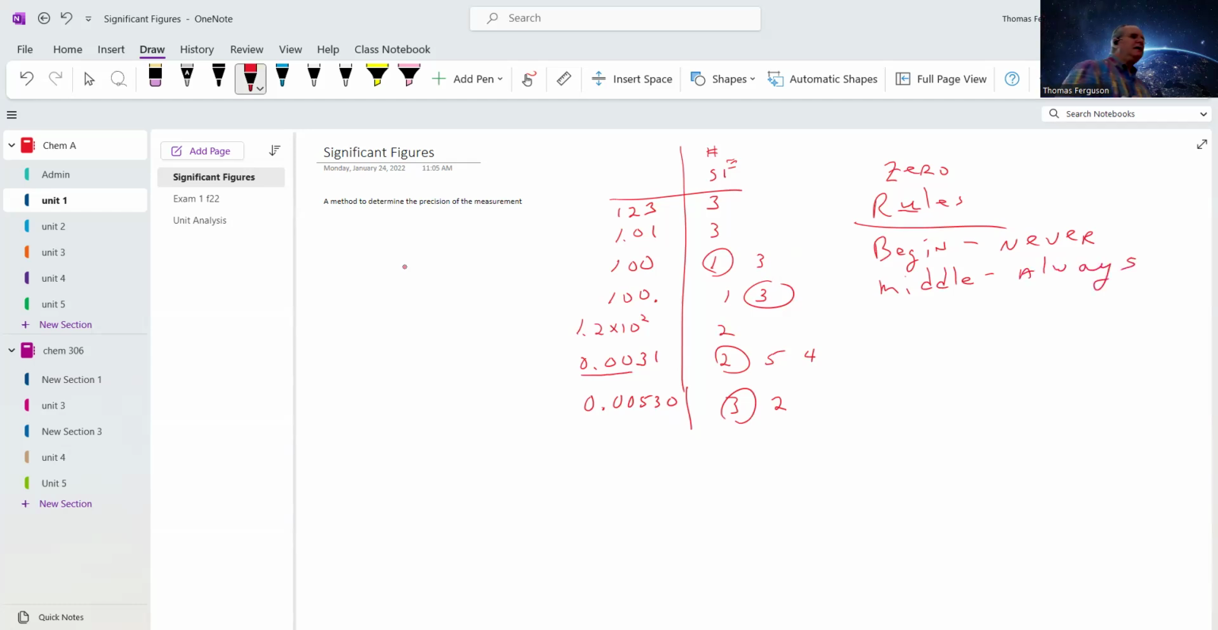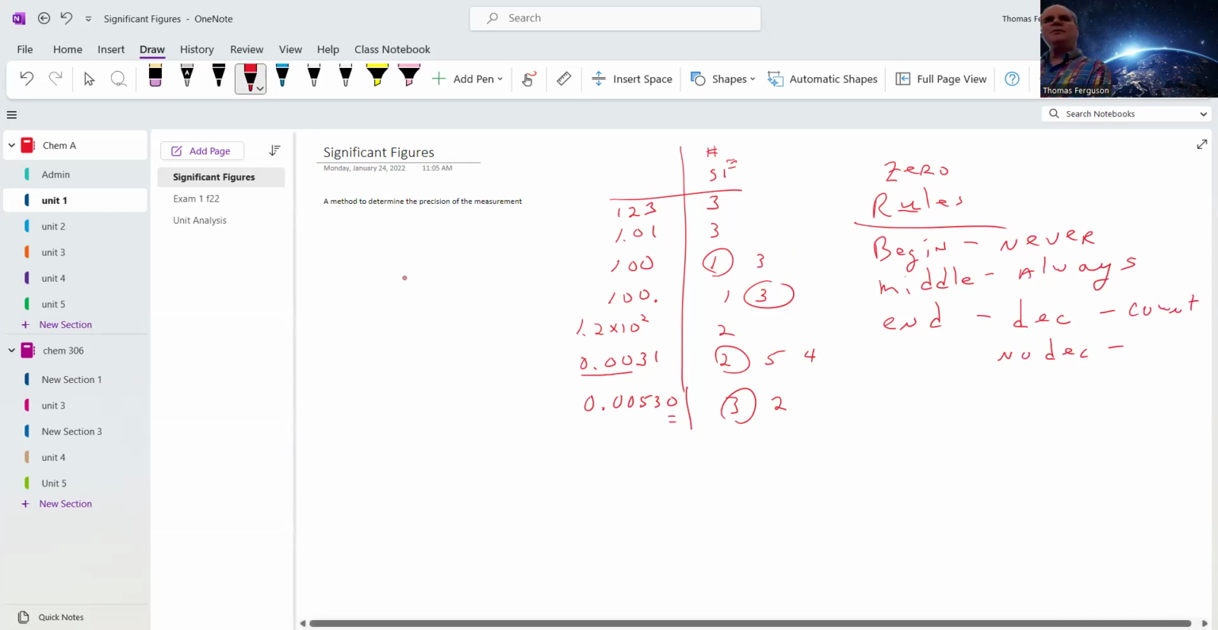Okay, when zero's in the middle, it always counts. Now, the tricky part is when it's at the end. Now, there are 2 situations if zeros are at the end. Okay, if there's a decimal point present, they count. And if there's no decimal point, it doesn't count.